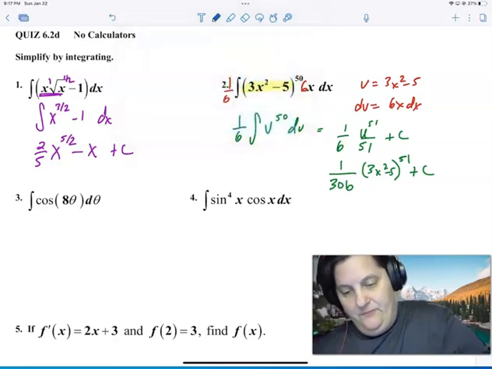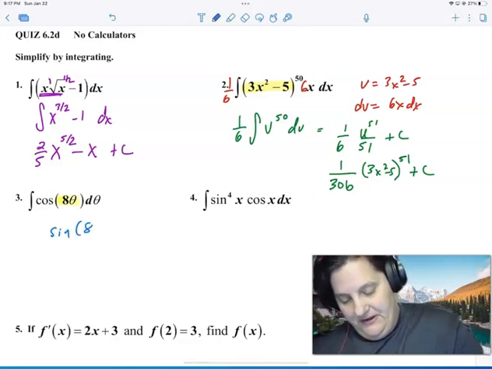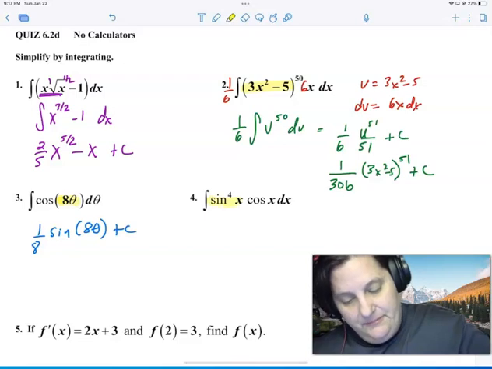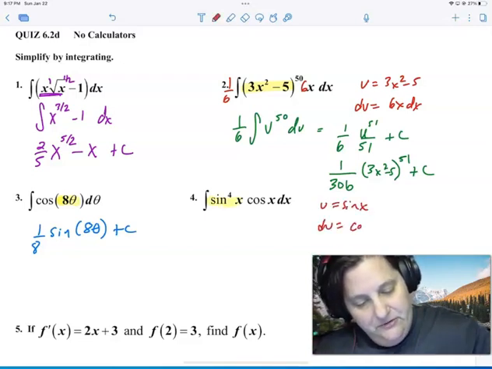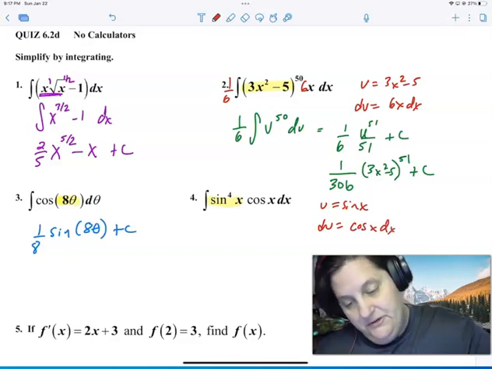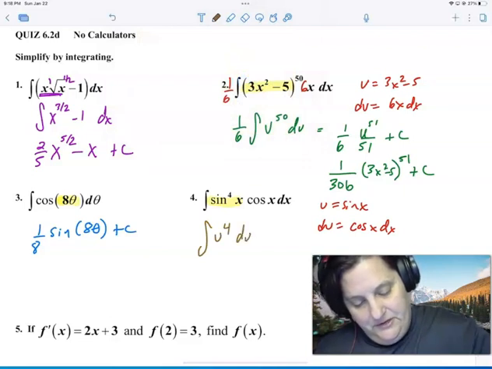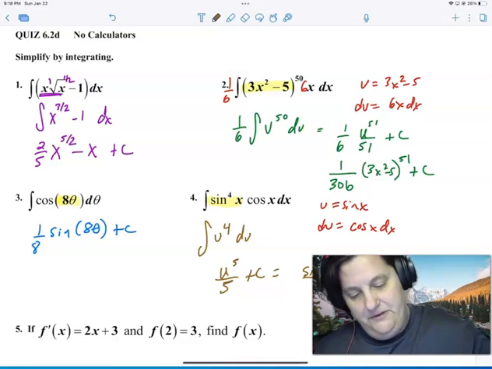This is just a reverse chain rule. Sorry. Integral of cosine is sine, and we do 1/8. Okay. This is a u sub. I'm going to let u be sine x, du be cosine x. This is u to the 4th du, which is u to the 5th over 5. So that's sine x to the 5th over 5 plus c.